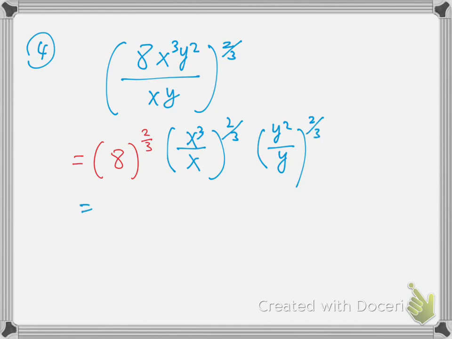So now for number 8, we use the root and power definition for rational power again. So this is the cube root of 8, and then second power, right? So this is 2 squared, and this is 4. So now for x, we will use subtraction here. So the division means third power minus first power.